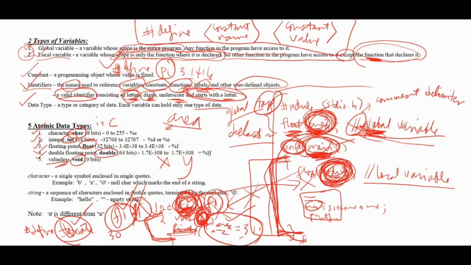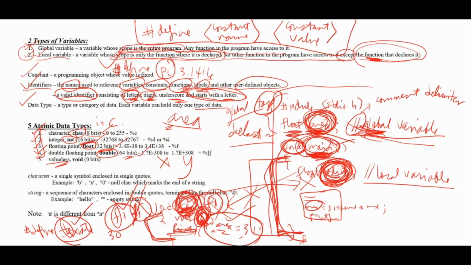And it is valueless. The one with the smallest allocation, 8 bits of RAM, is character. The next is integer with 16 bits of RAM allocation, and float is a real number with 32 bits of RAM allocation, and double type is 64 bits. So the smallest, the next, and then the largest.